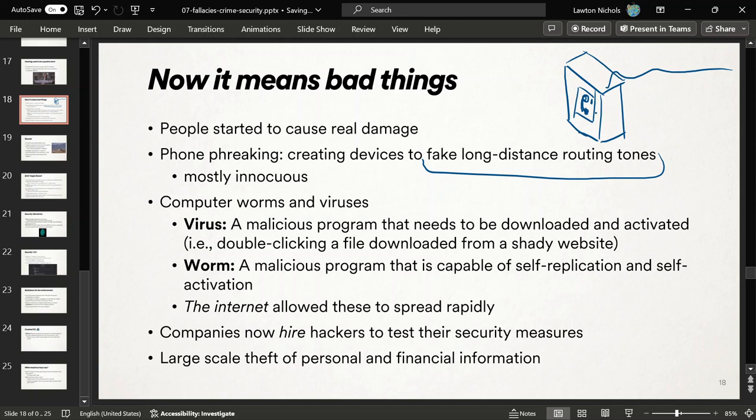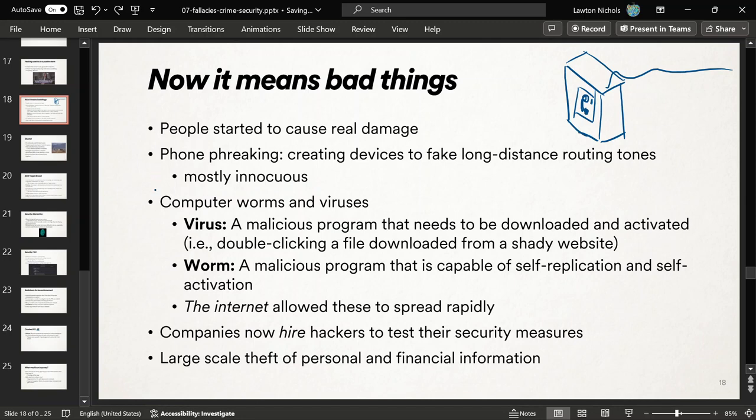You just put it through the voice piece. It didn't make any difference. It was still sound going through. And there's a fun story you can look up on the internet of one of the phone freakers getting into the Vatican and almost calling the Pope. They got to the person right before the Pope, which is a really funny story. So this was mostly innocuous. Just people trying to see what they could do, not trying to cause any trouble.